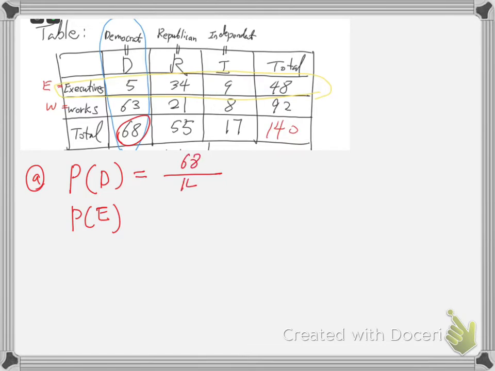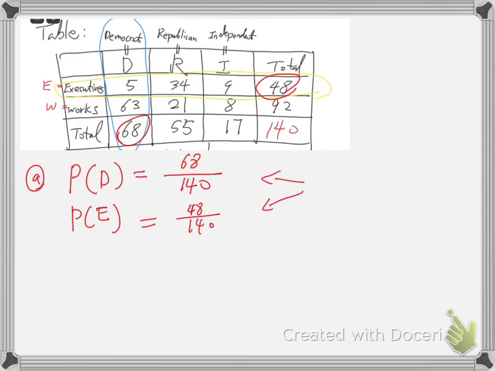And then the denominator is the total of employees, so that's 140. So now the probability for executives, you use the row total, right? Row total. So that's 48 over 140. Okay, so this is one letter probability.